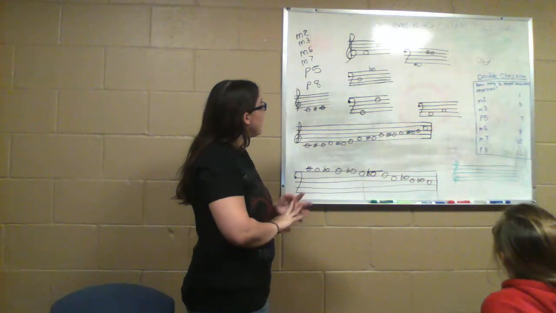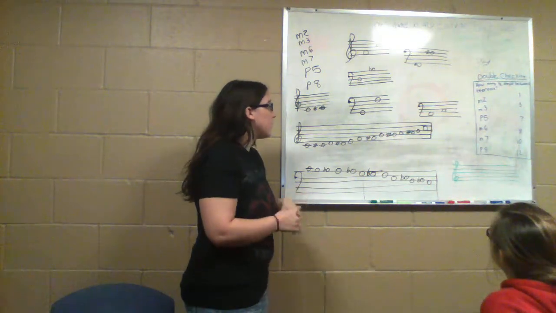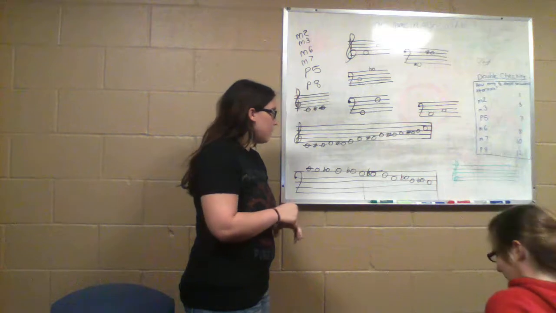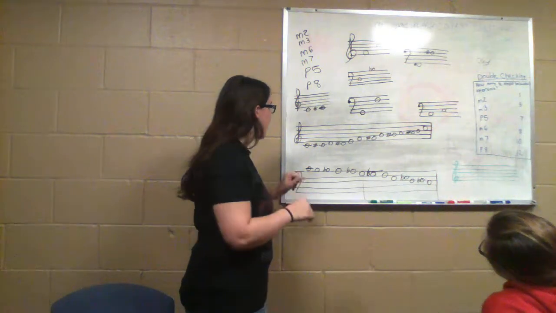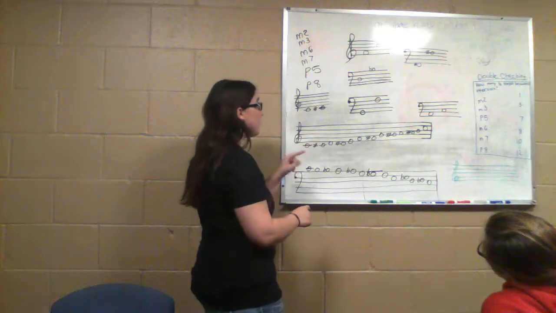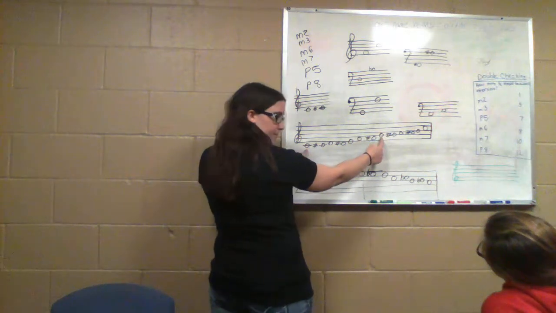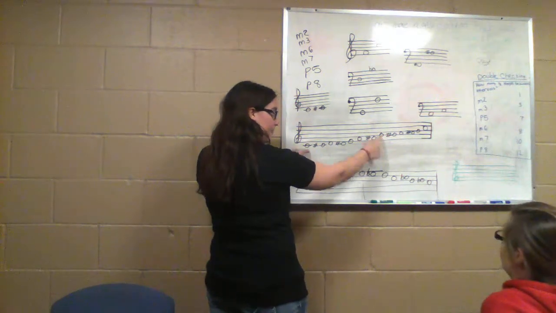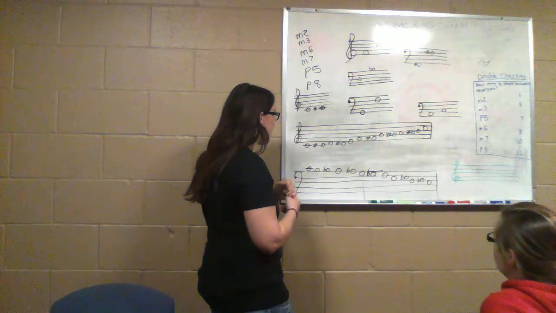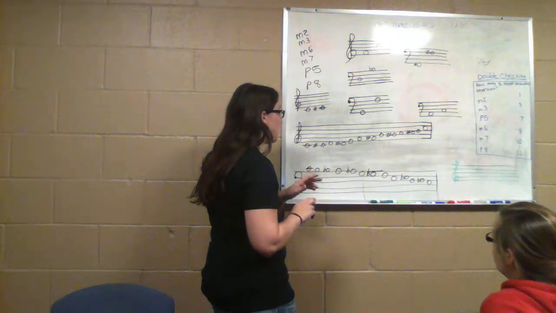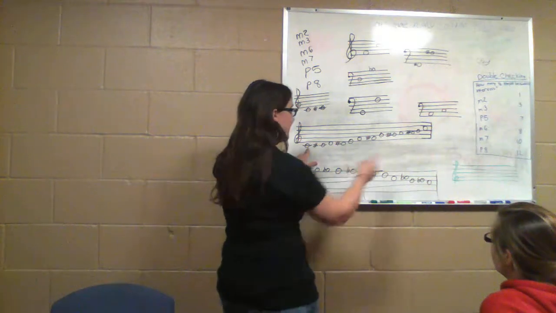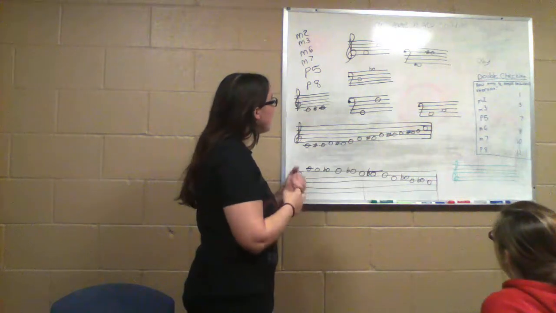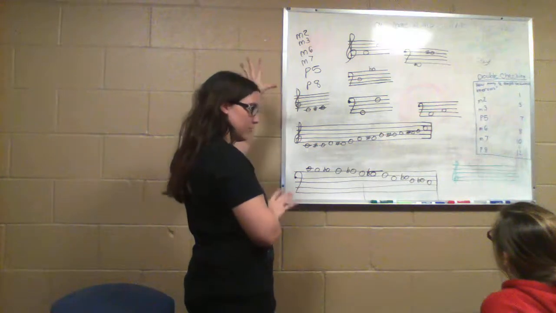So let's do a little bit of practicing with the perfect fifth and the perfect octave. I'm going to show you a C and a G. That is a perfect fifth. Now let's look at the C and the C. That's a perfect octave. Alright, let's continue to the minor intervals now.